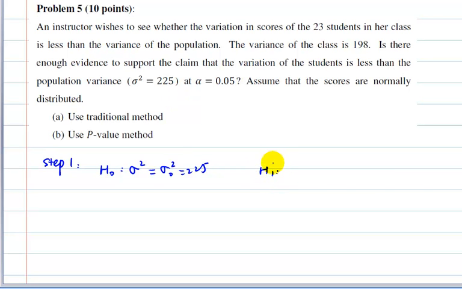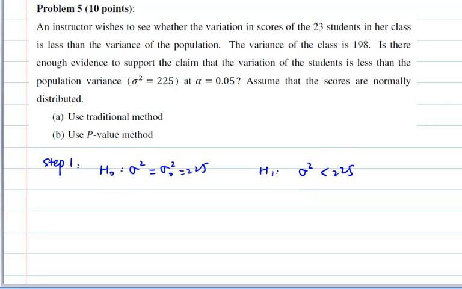And H1, this one you have to read from the question. What's the alternative hypothesis? Here the question is: is there enough evidence to support the claim that the variance of the students is less than the population? So basically, you're talking about whether sigma squared is less than 225 or not. So that's your alternative hypothesis.